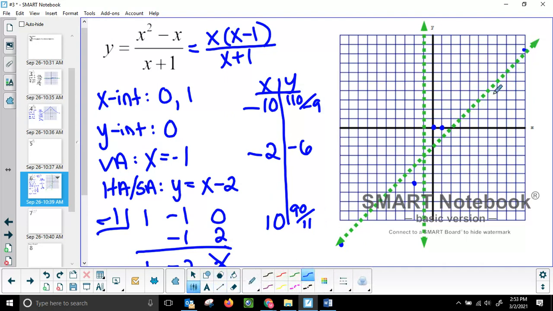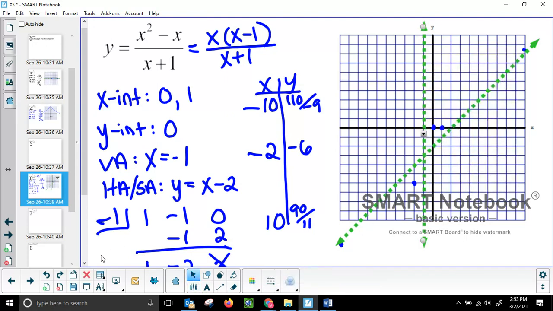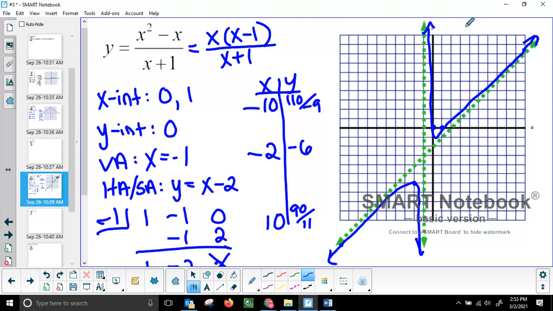Now using these lines as guidelines, it's kind of obvious how this graph is going to go. And similarly here. Like so. And that's it. So it looks very much like a regular rational function. The only difference is, instead of a horizontal line that guides us, we have this slanted line that guides us.